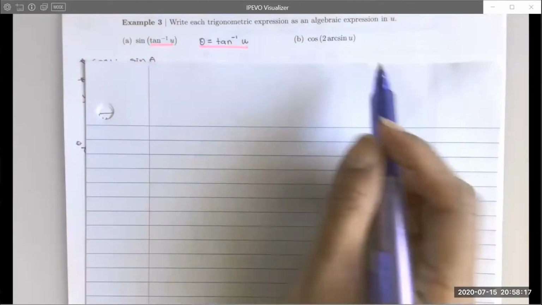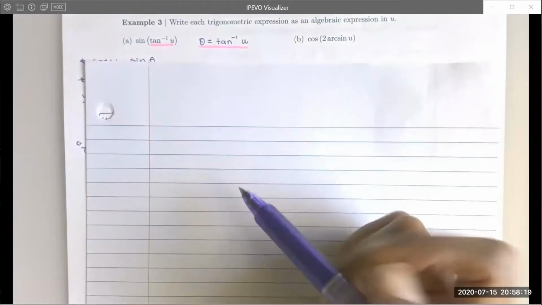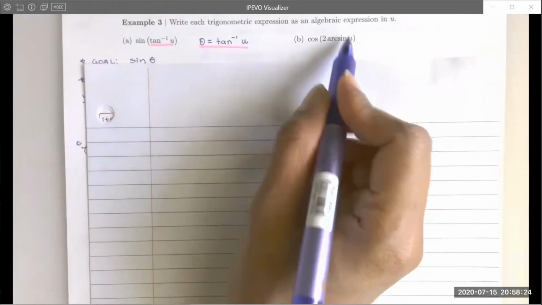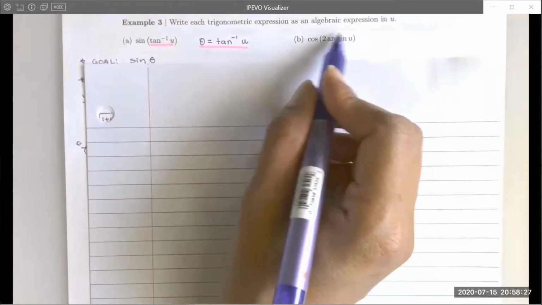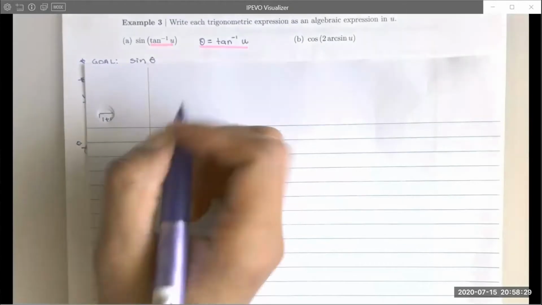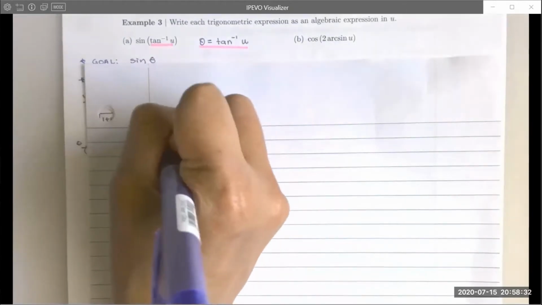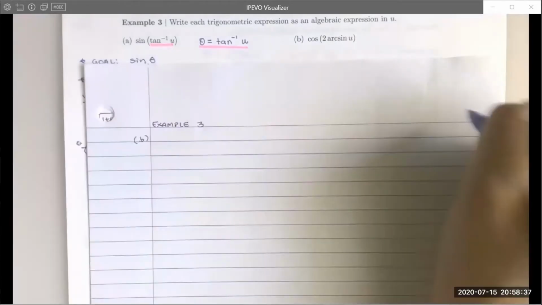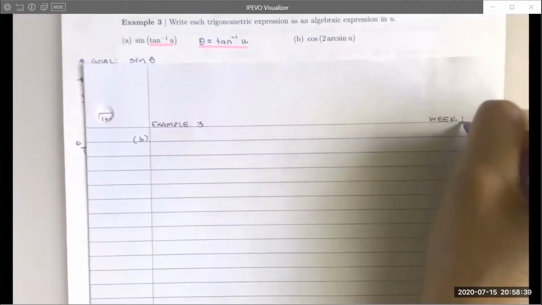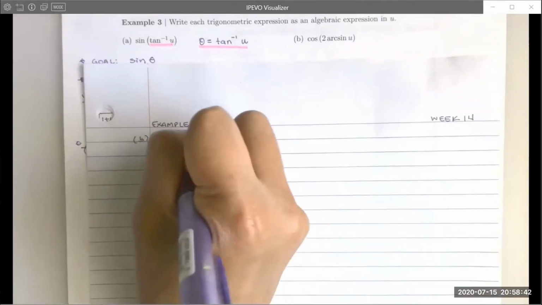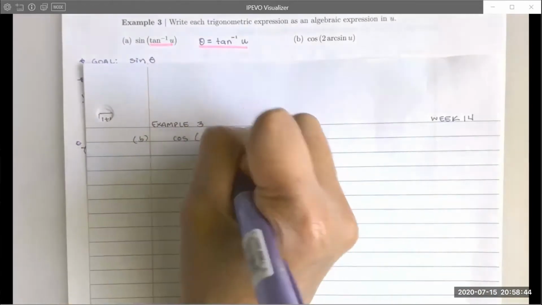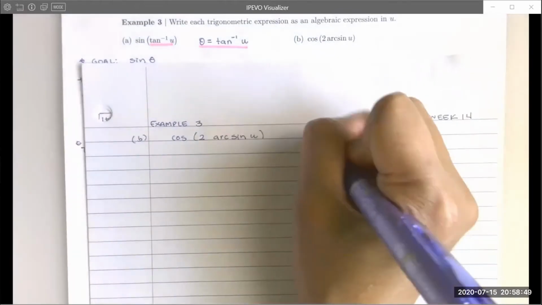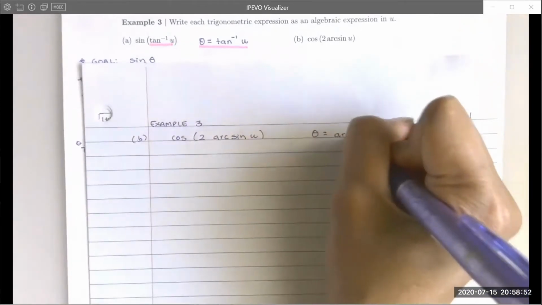Okay, similarly for B, which I'm going to continue on a separate sheet, we want to start off by defining an angle theta for the inverse function, or part of the expression that has the inverse function. So let me just go ahead and label my sheet here. This is example 3, part B from week 14. We have cosine of 2 times arc sine of u, and I'll be defining theta as the angle returned by arc sine of u.